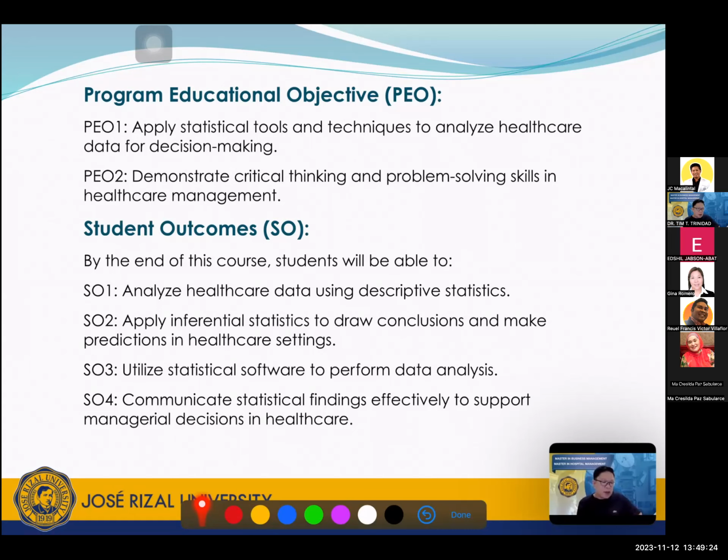So again, other things we expect: you to apply your inferential statistics to draw conclusions and make predictions in healthcare settings, and utilize statistical software also to perform data analysis. That's why I asked you to prepare. Did you bring with you your Excel files, Excel applications? Okay, because there are many tools that you can use in your statistical analysis that will help you analyze and eventually make conclusions.